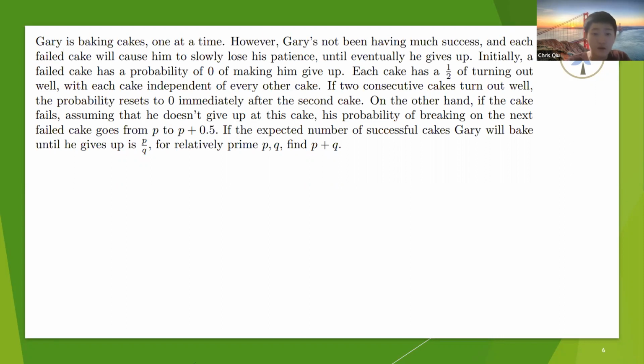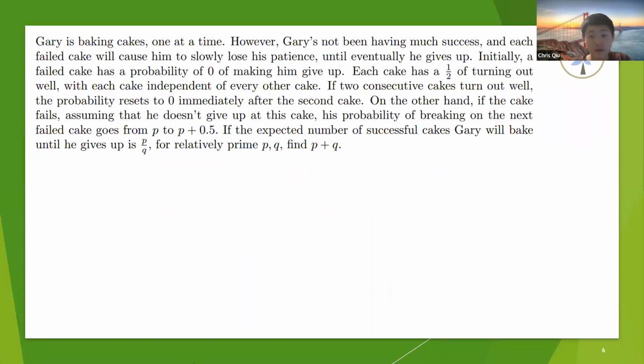So initially, a failed cake has a probability of 0 of making him give up. Each cake has a 1/2 chance of turning out well, with each cake independent of every other cake. So his previous cakes do not affect the making of his next cake. And if 2 consecutive cakes turn out well, the probability resets to 0.